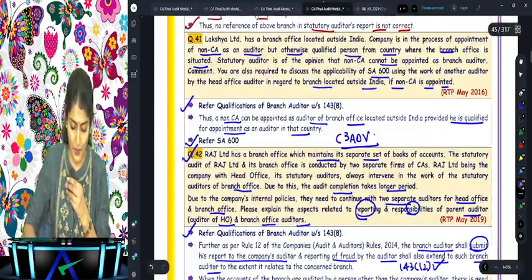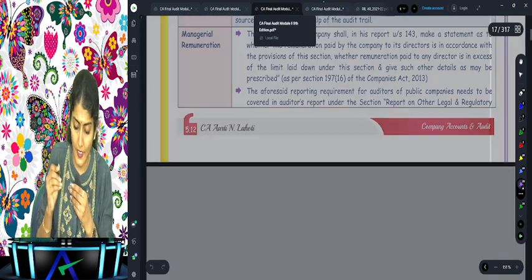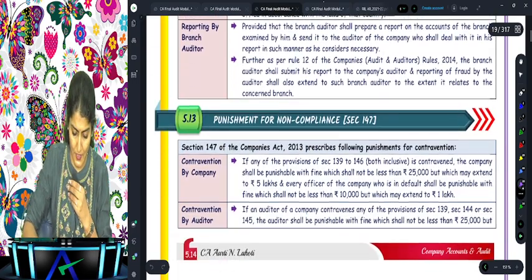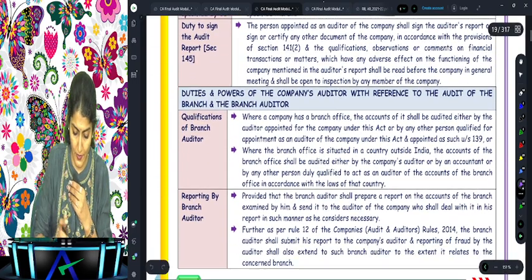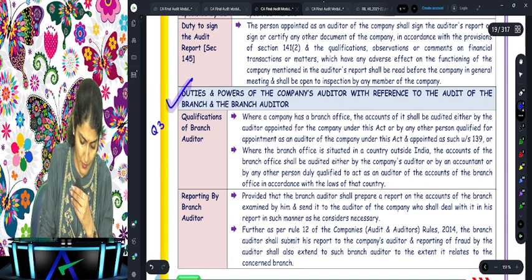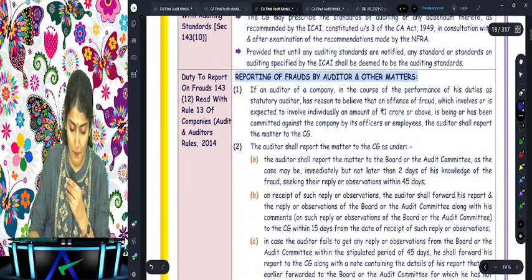So question number 39 up to 43, right? Question number 39 up to 43 is regarding the branch audit. So duties relating to the branch, right? Question number 39, 40, 41, 42 and 43 is regarding the branch audit, right?